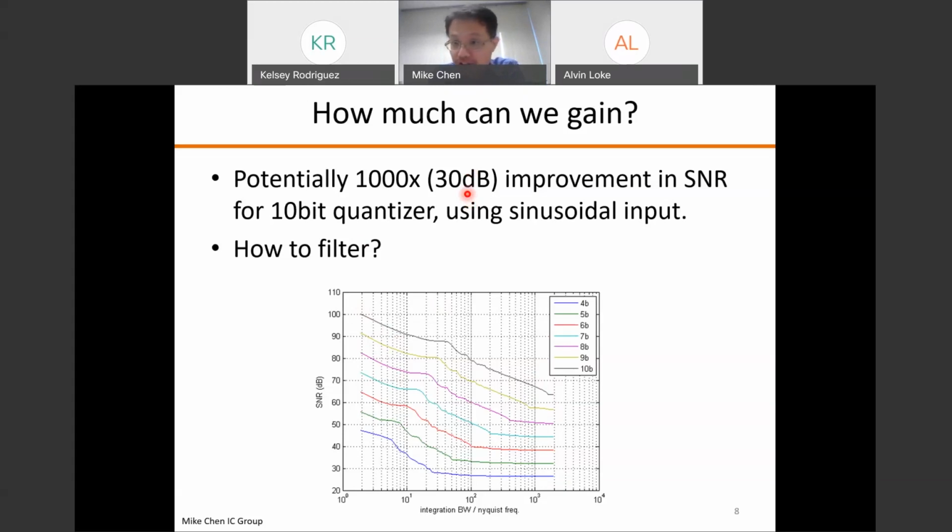And then of course the question is, how do we do that filter, right? So that turns out to be basically a magic block, a black box. At least at the time, we didn't know how to do it.